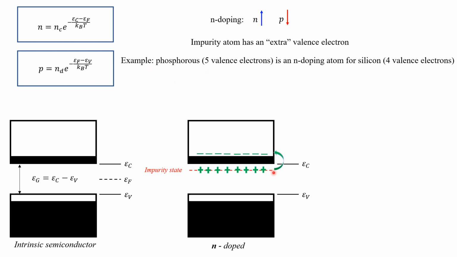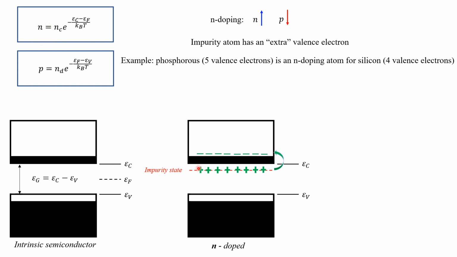Now, since the impurity state is very close to the conduction band, it's very easy for the 5th electron of the impurity atom, in our example phosphorus, to be thermally excited to the conduction band. When that happens, the electron is now free. It's a free electron, and then it can contribute to current, and it increases the concentration of free electrons.